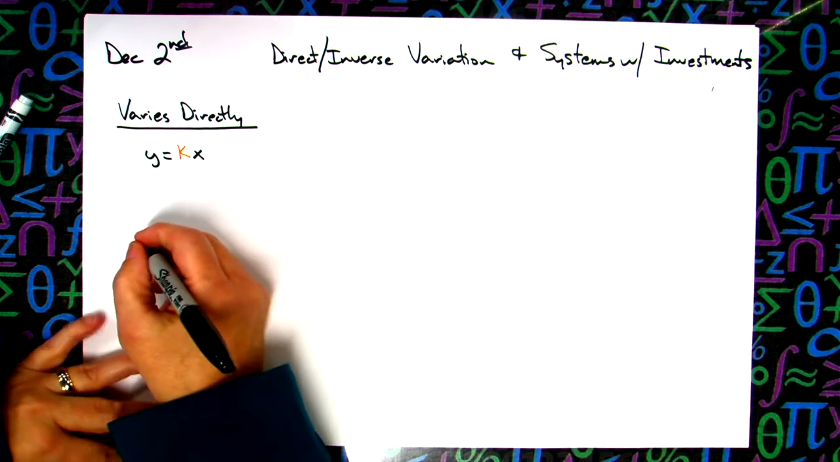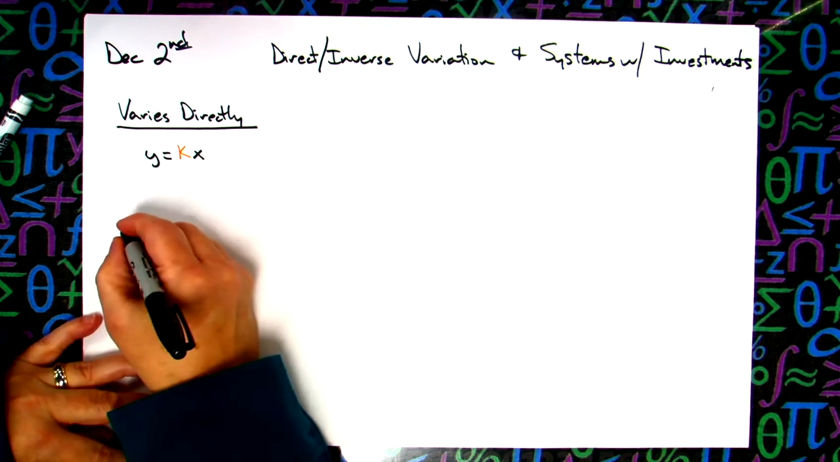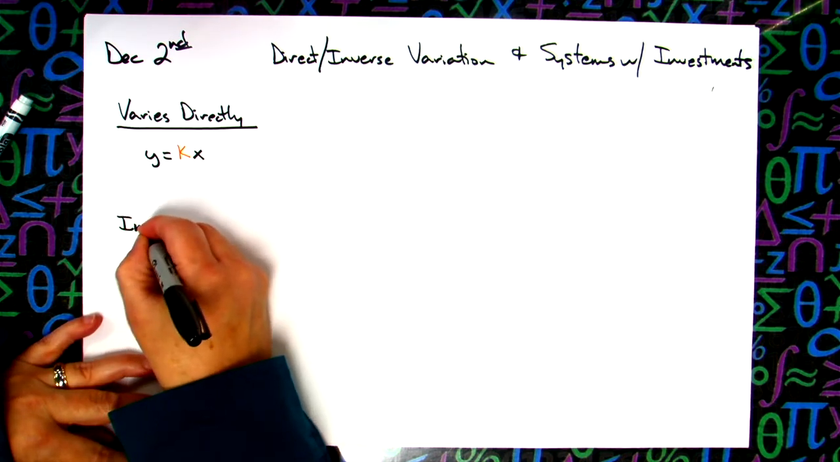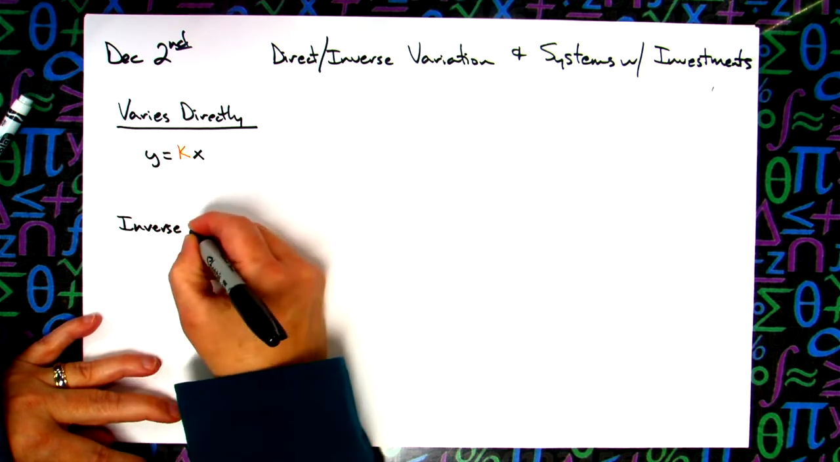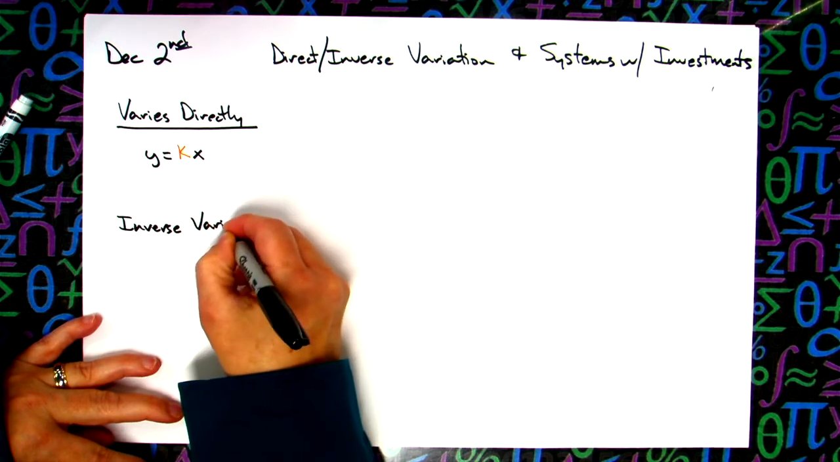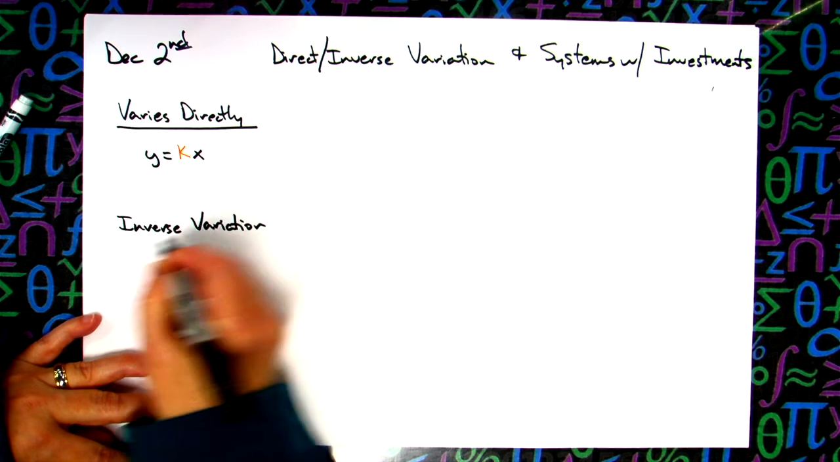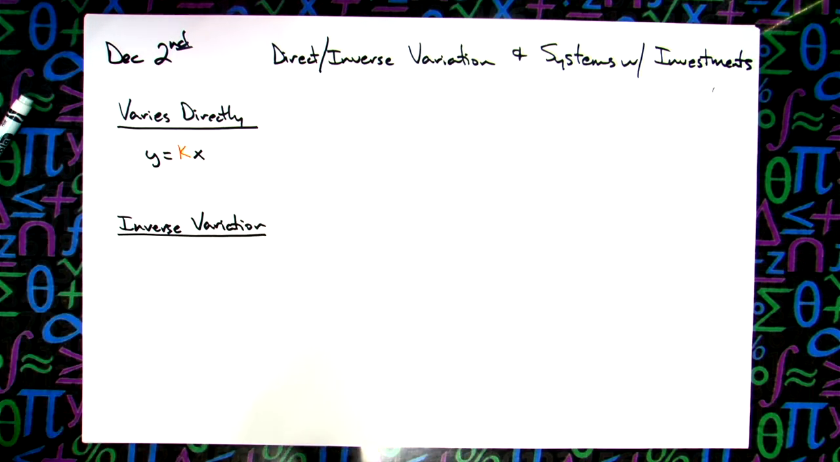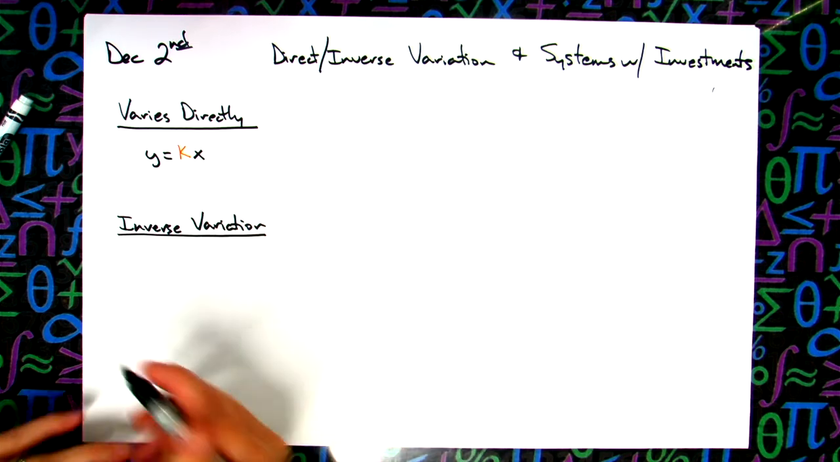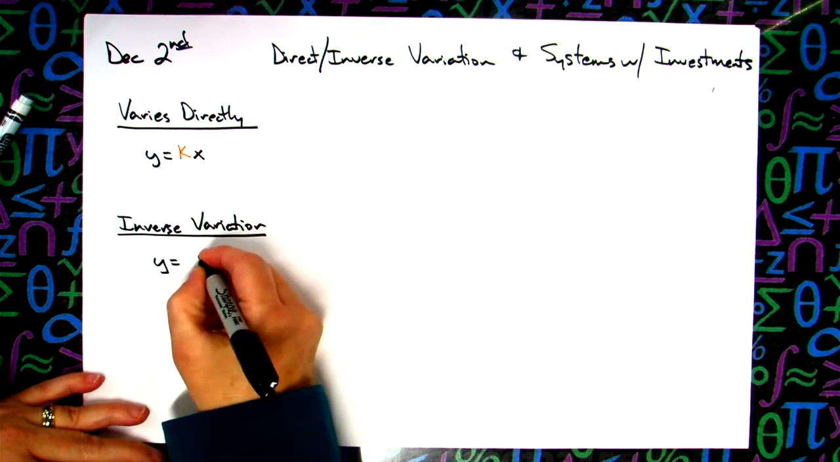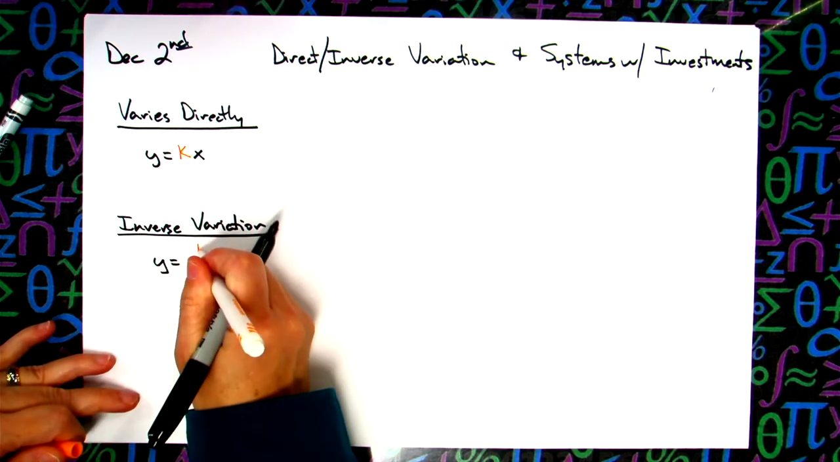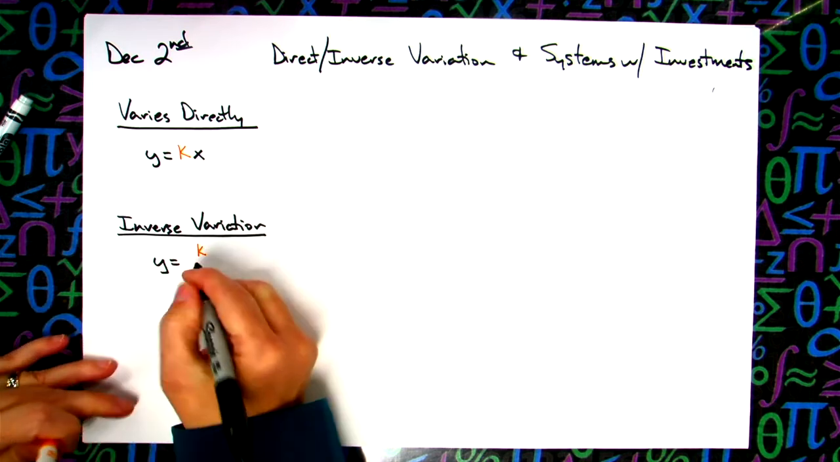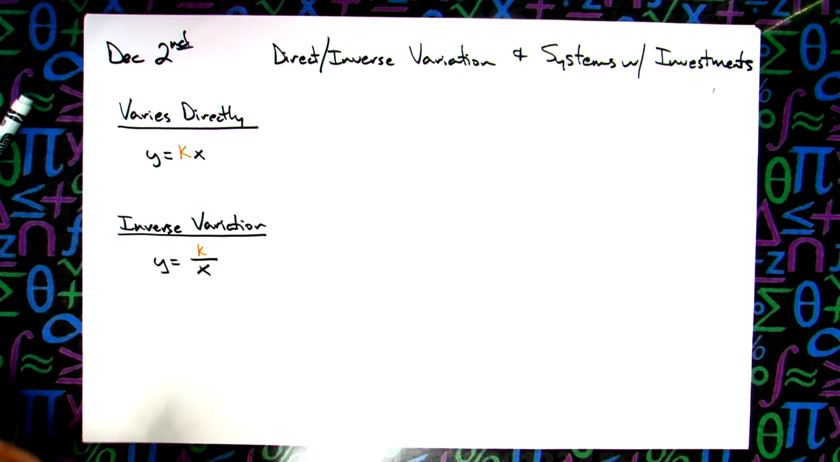Now when something is inverse variation, think of our inverse functions, kind of. We've done inverse functions, we calculated inverse functions, that kind of thing. Instead of multiplying by k, we're going to have division involved. So we're going to have y equals, my k is going to be on top, and then I'll have my x on the bottom.